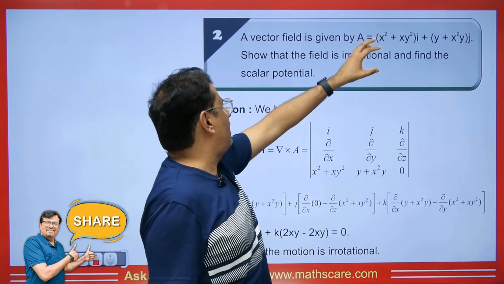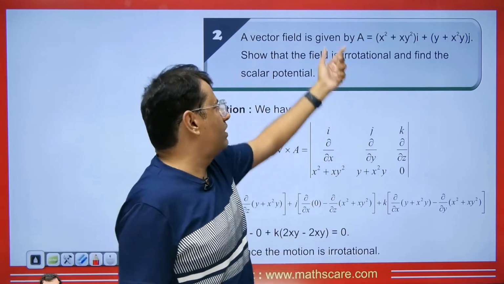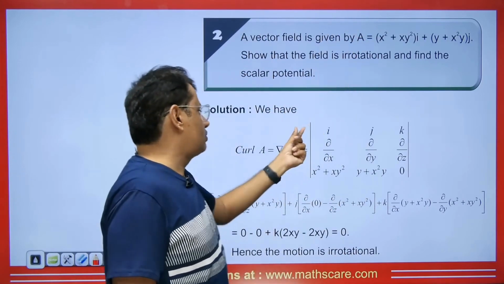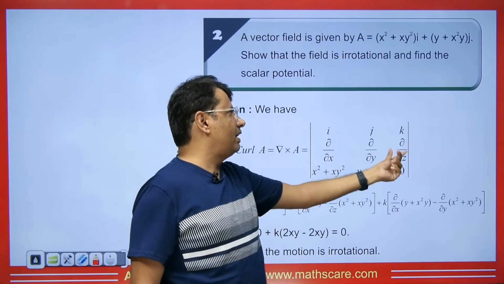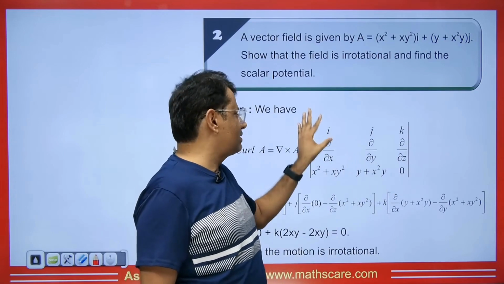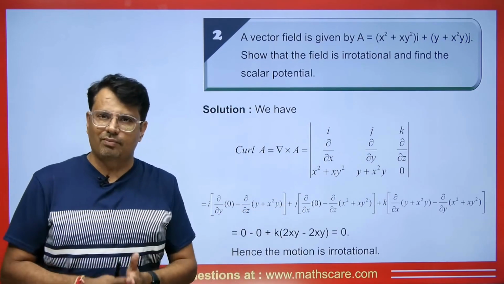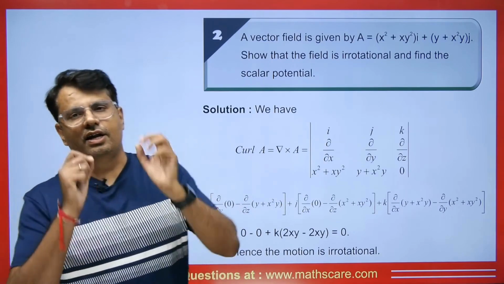A vector field is given. You have to prove that it is irrotational and find its scalar potential. So we will first calculate its curl. i j k, del by del x, del by del y, del by del z, then the coefficient of i, j, k. The k coefficient is not given, it is 0. When we calculate its curl and its determinant, it will be 0. So we get that it is irrotational.